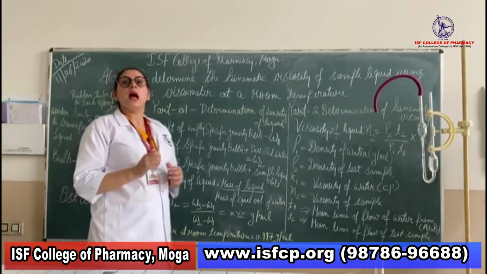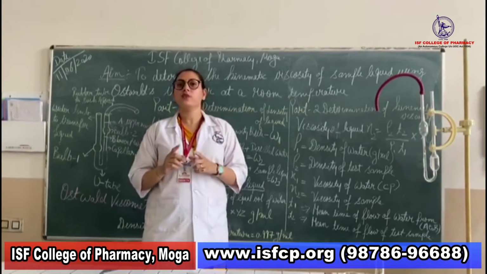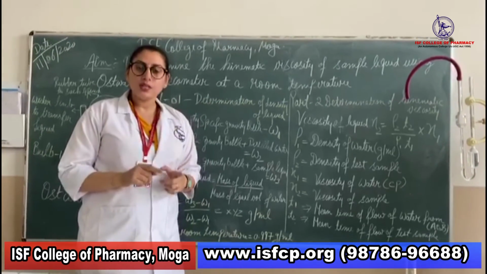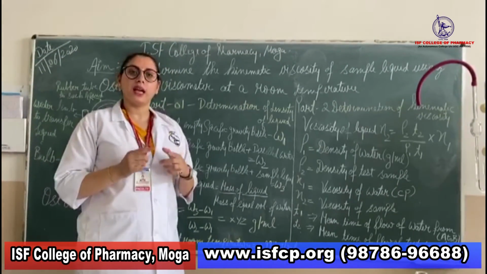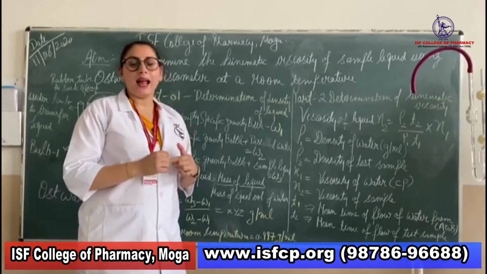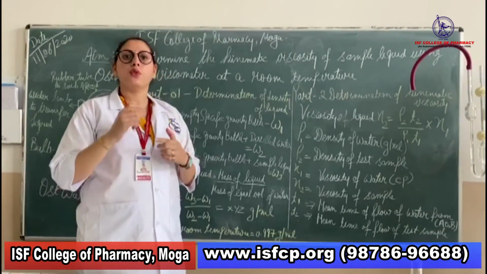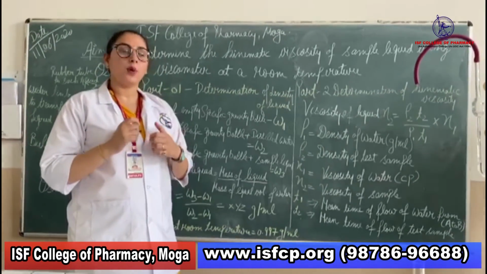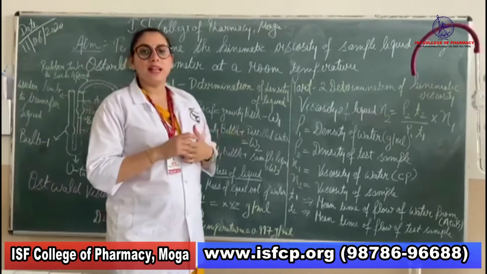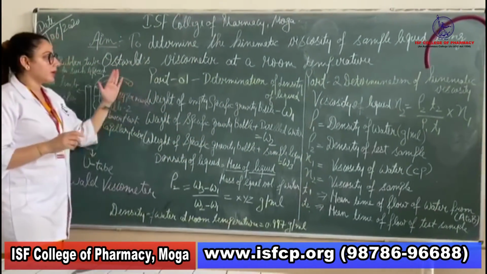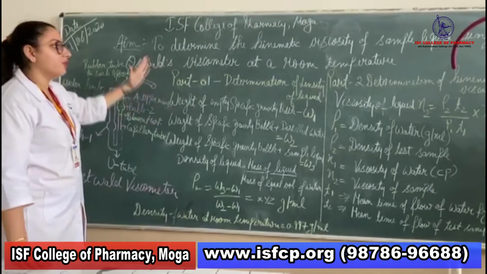As we have done our practical in two steps, the first one was to determine the density of the known and unknown sample. Secondly, we have calculated the mean time taken by both the sample and our standard liquid for flowing from A to B point. So that we have to employ here to determine kinematic viscosity. Firstly, we will insert our observations into the formula.